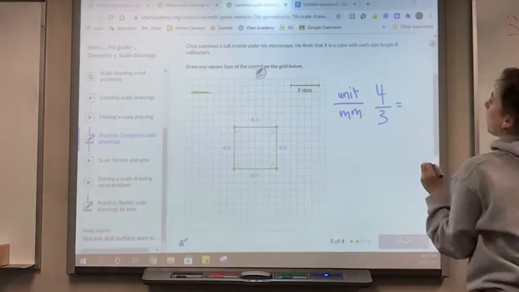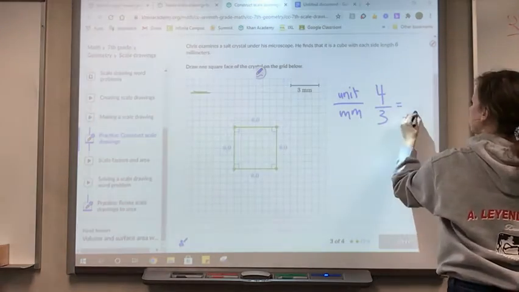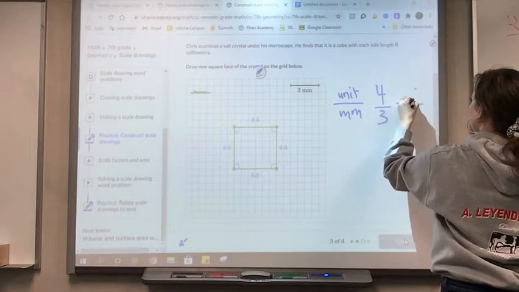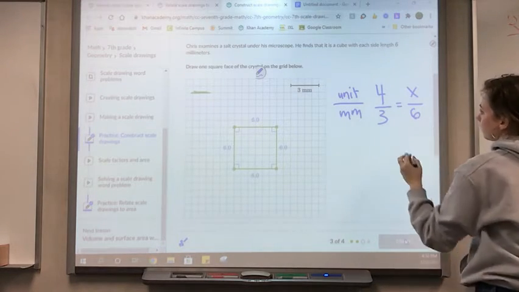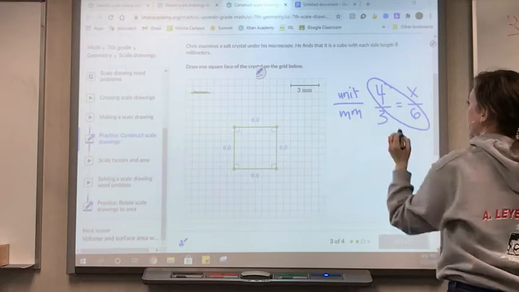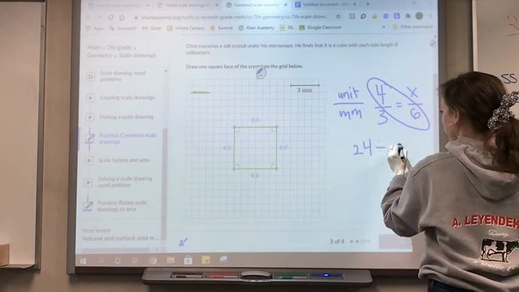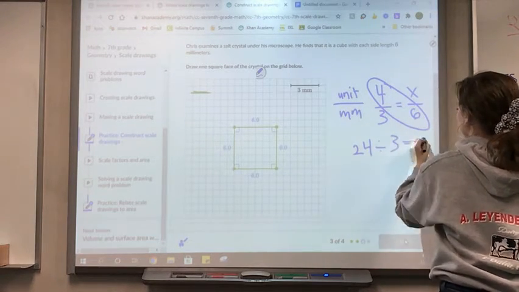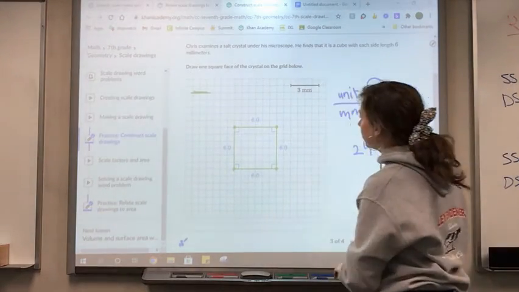And then we know that the side lengths of this cube are 6 millimeters, so we'll put 6 on the bottom here and try to figure out what it would be based on this scale. So 4 times 6 gives us 24, divided by 3 equals 8. So each length of this square is going to be 8 units.